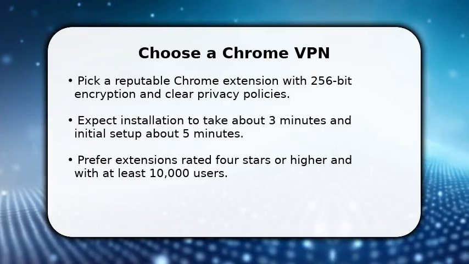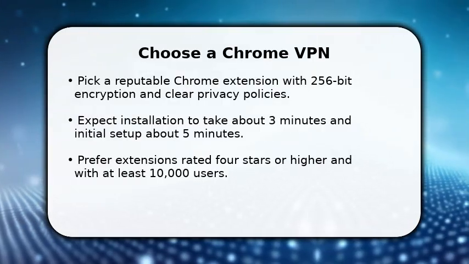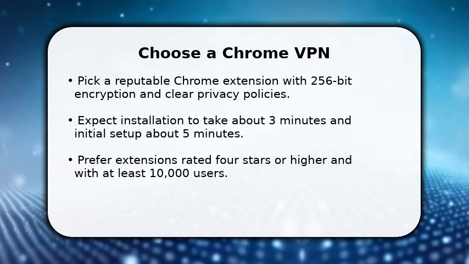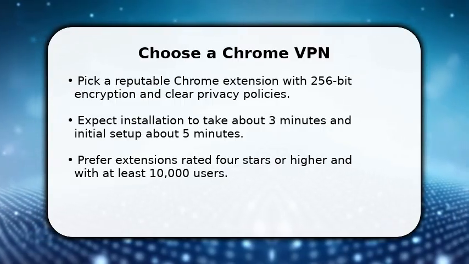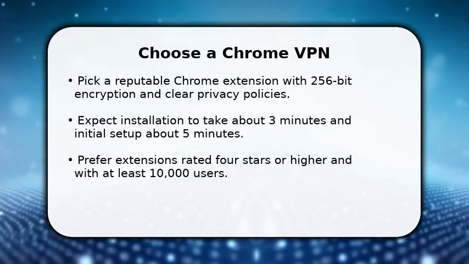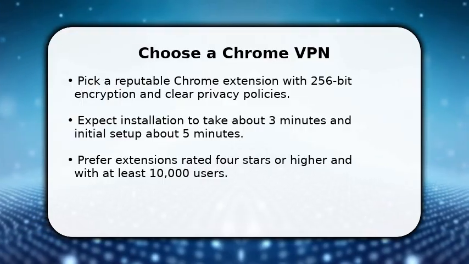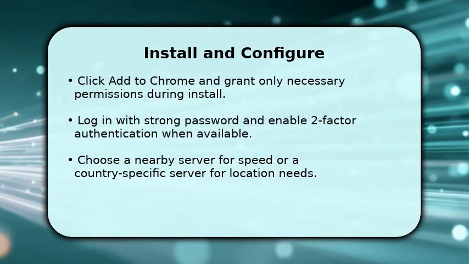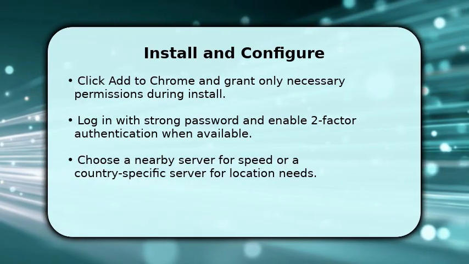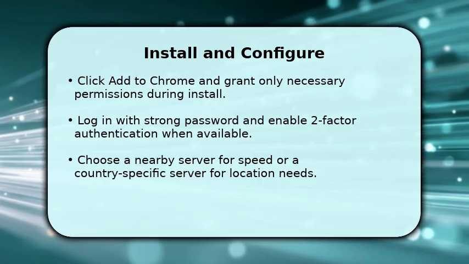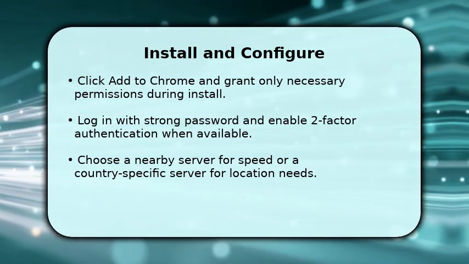Note estimated times. Installation takes around 3 minutes, and initial setup often requires about 5 minutes. Keep a backup extension option ready in case the first choice fails compatibility checks. Open the Chrome Web Store page for the chosen VPN and click Add to Chrome. Grant only necessary permissions and deny requests unrelated to proxying or tabs.